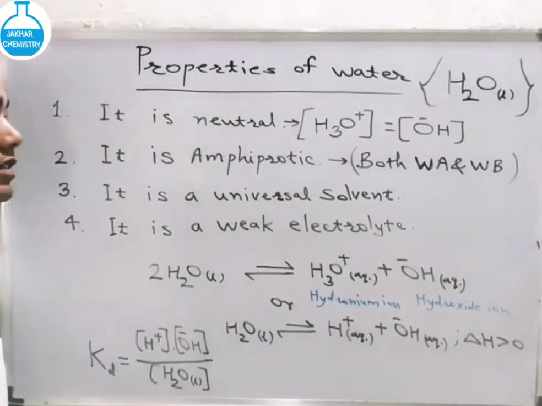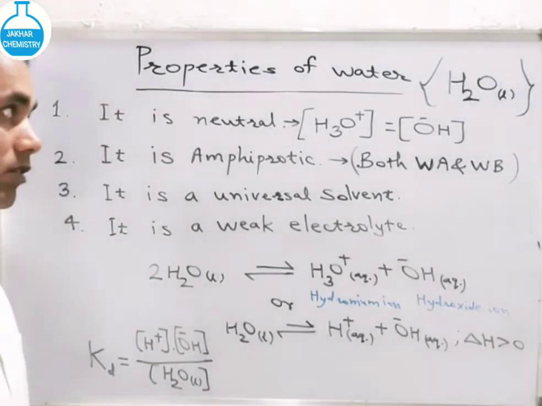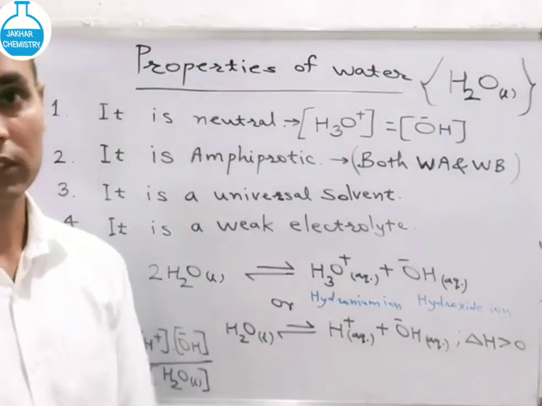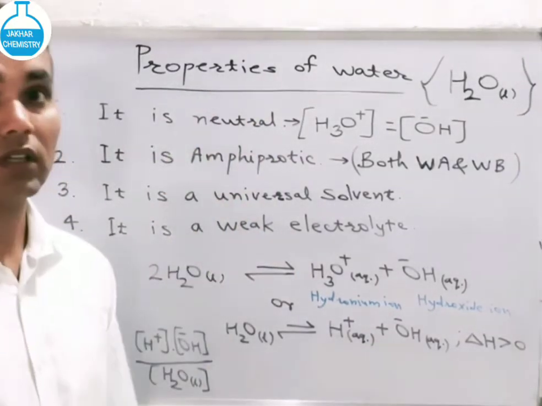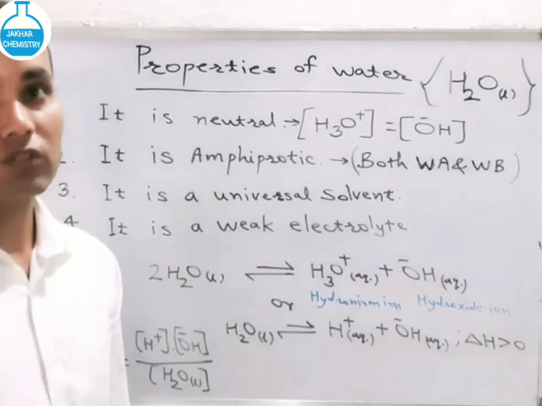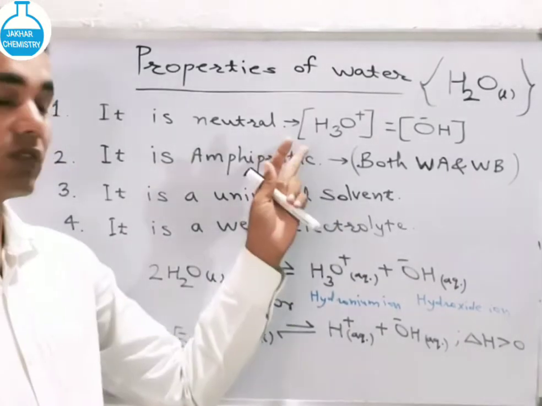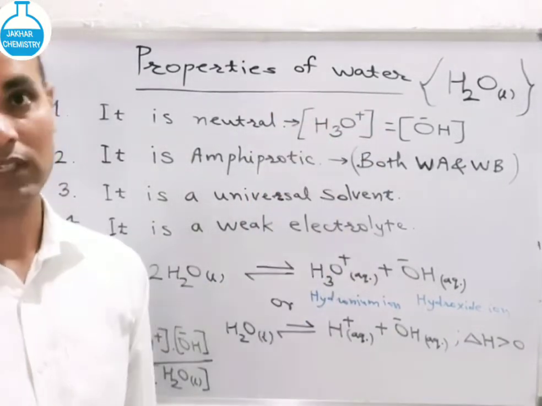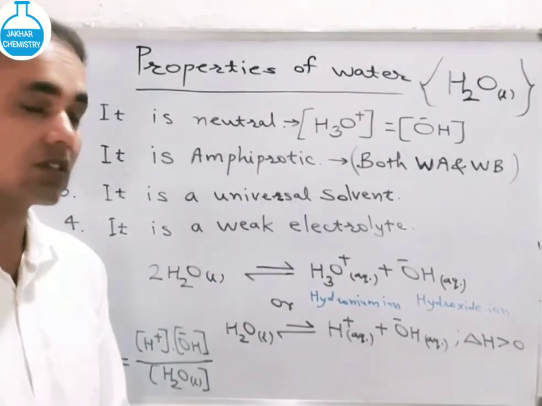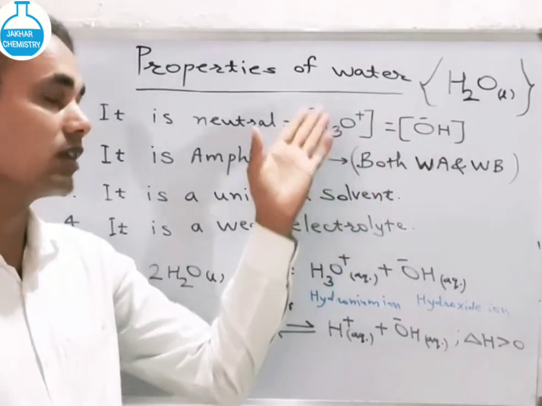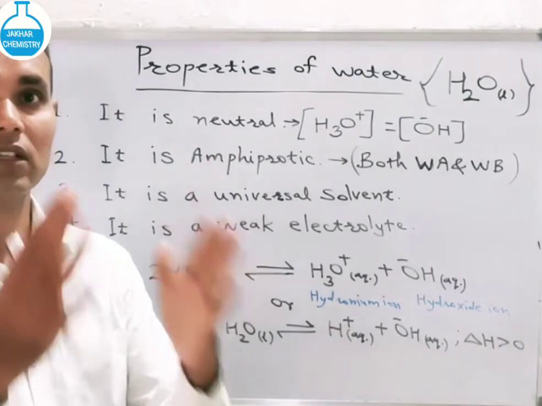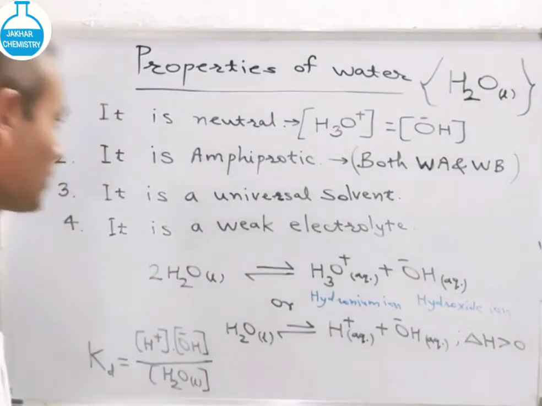First, it is a neutral solution. What is the meaning? It is not acidic or basic, it is just neutral. And what is the criterion for a neutral solution? There will be equal amounts of H plus and OH minus, or we can say equal concentration of hydronium ion and hydroxide ion in a solution. Then it is known as a neutral solution.